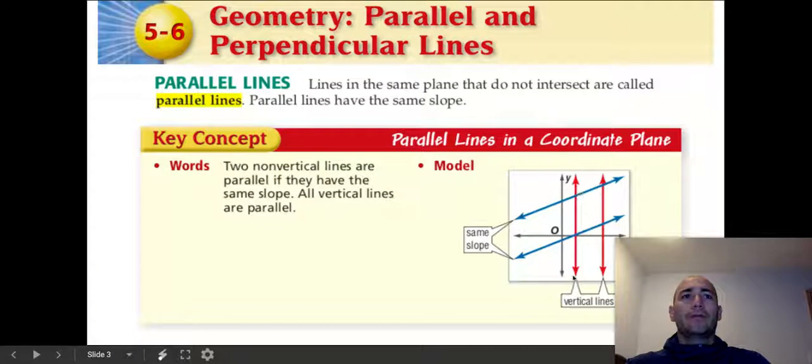So here we go. I have two vertical lines. Those are always parallel. And any other line that's not vertical is also parallel if it has the same slope, because anything that's not vertical is going to have some sort of slope. So as long as they have the same slope, they're parallel. And vertical lines, if you remember, have an undefined slope. So obviously two undefined slopes would be the same slope, which would also mean they're parallel.